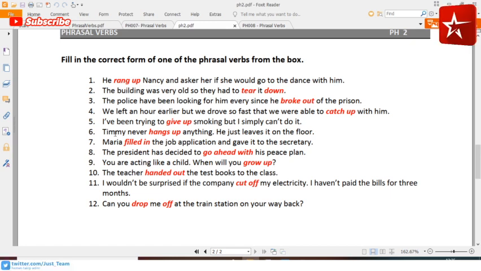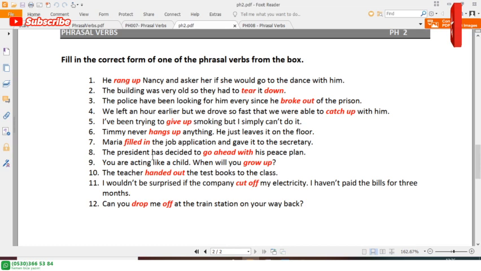And number 6, Timmy never hangs up anything, he just leaves it on the floor. Yes, hangs up, and it means Timmy is untidy. Okay, and next one, number 7, Maria filled in the job application and gave it to the secretary. It means filling. Number 8, the president has decided to go ahead with his peace plan.